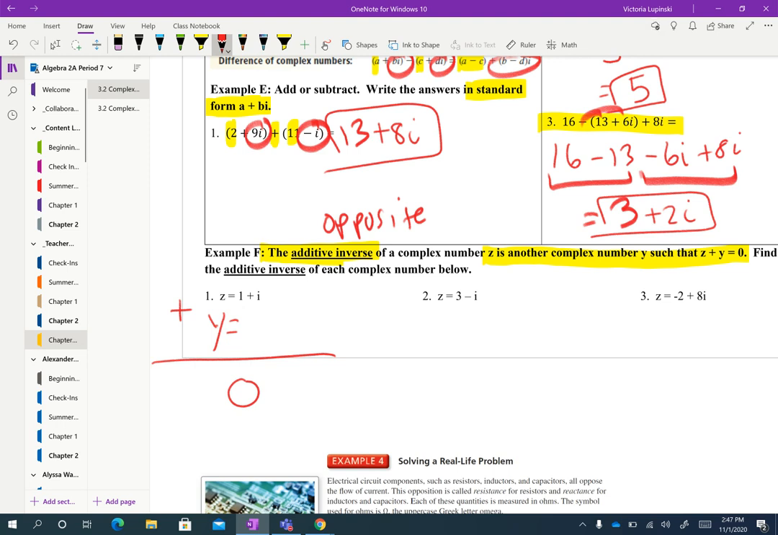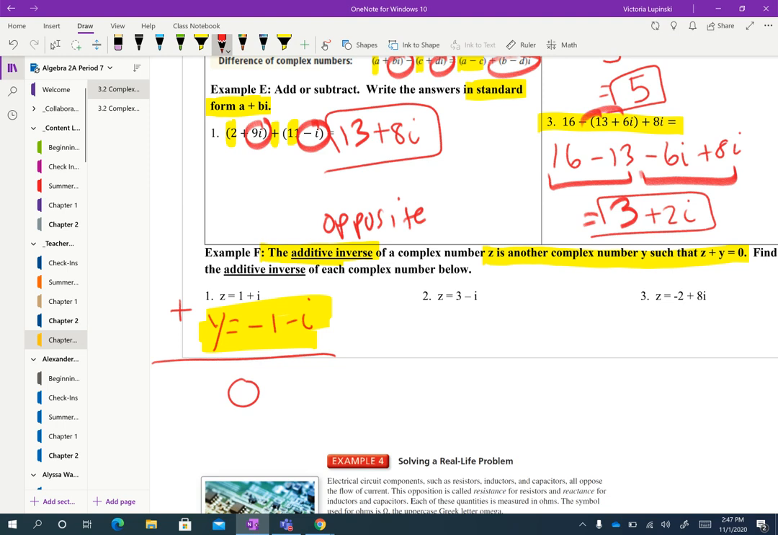What would you add to real 1 to get 0? Well, you would add negative 1. What would you add to a plus 1 imaginary to get 0? Well, turns out you would do a minus 1. So your answer is y equals negative 1 minus i. That is the additive inverse of z.